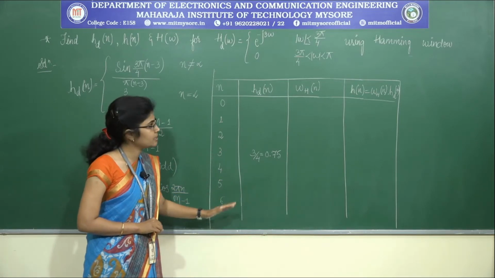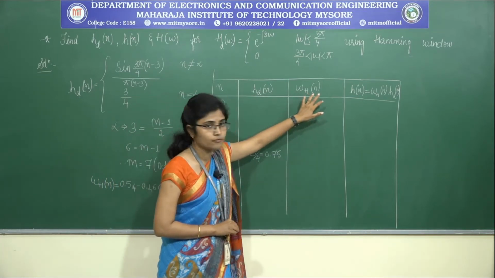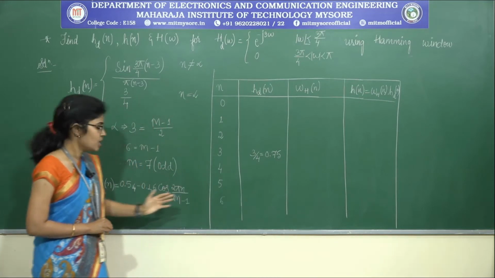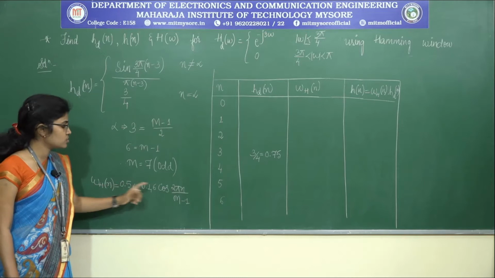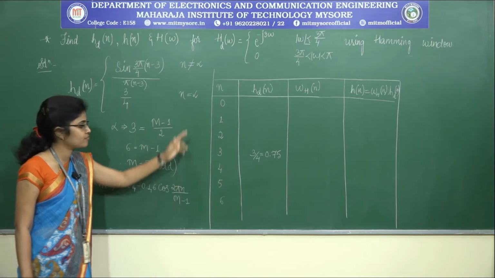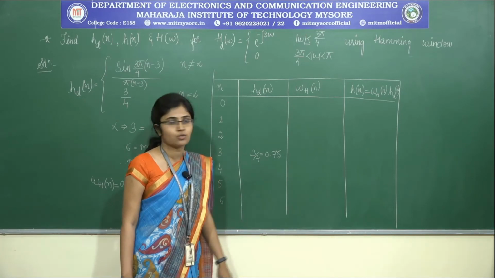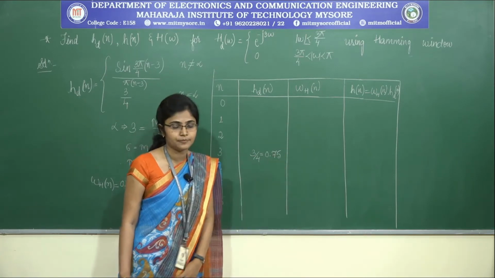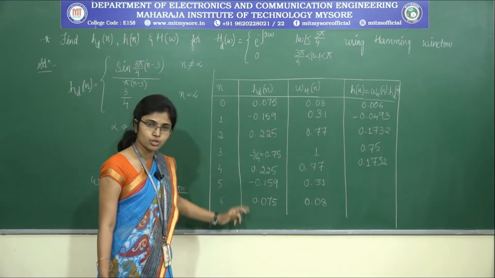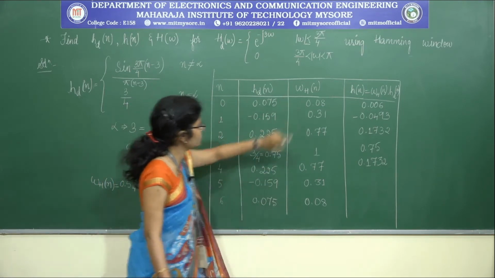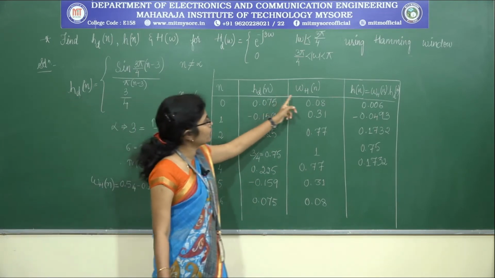Okay. Then what we need to do, I need to find out omega h of n for all the n values. We have the standard expression for Hamming window. In this window, substitute the values for small n from 0 to 6 and try to find out the value of omega h of n. What I have done, I have substituted the values for n and I found out hd of n. Similarly, substituted the values of n in this equation and found out omega h of n.